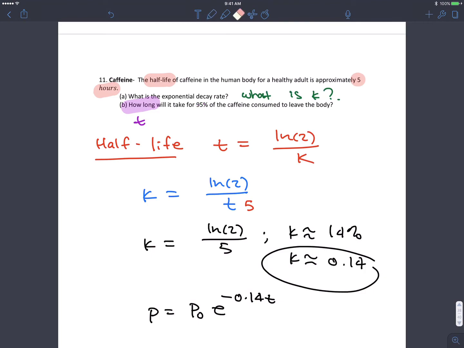I think we have to read this very carefully: 95% of the caffeine to leave the body. Now what that means is if 95% of the caffeine leaves our body, what we have to notice then is that 5% of the caffeine will remain. And that's going to be the key to this question.